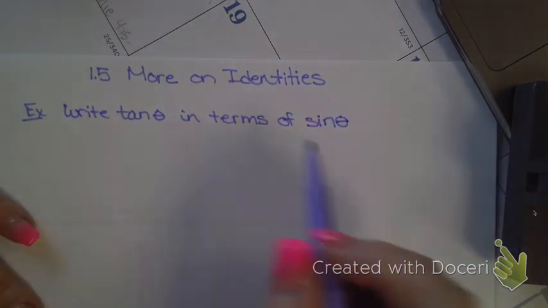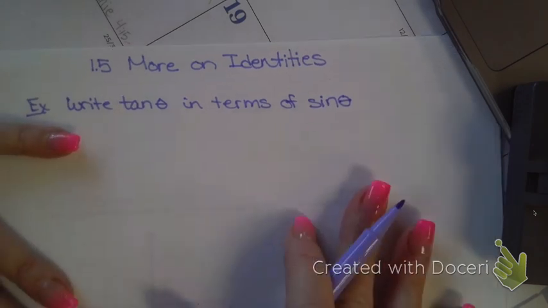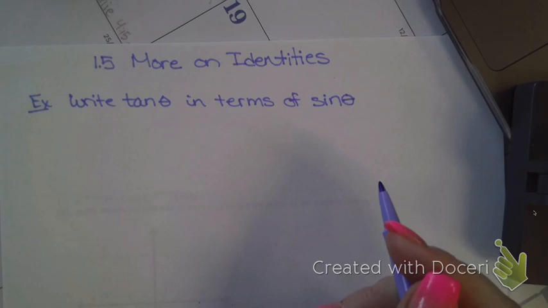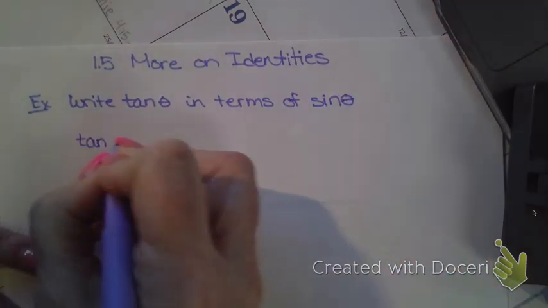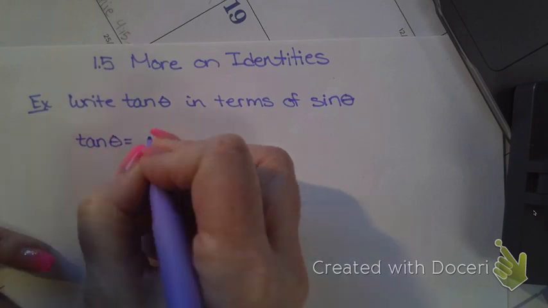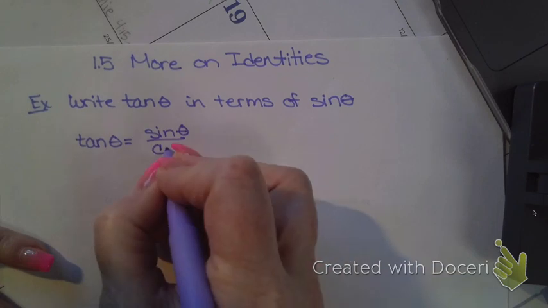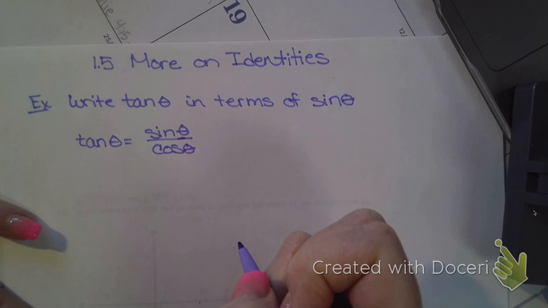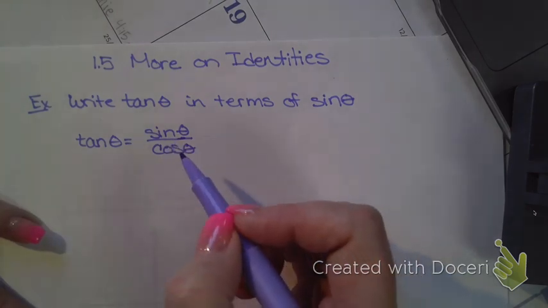So I want tangent to equal only sine. Well, do we have an identity that involves tangent and sine? Yes. Which one? Tangent equals sine over cosine. So we know that tangent equals sine of theta divided by cosine. If I don't say theta, it's always there, right? Okay, but now we've got to get cosine in terms of sine also.